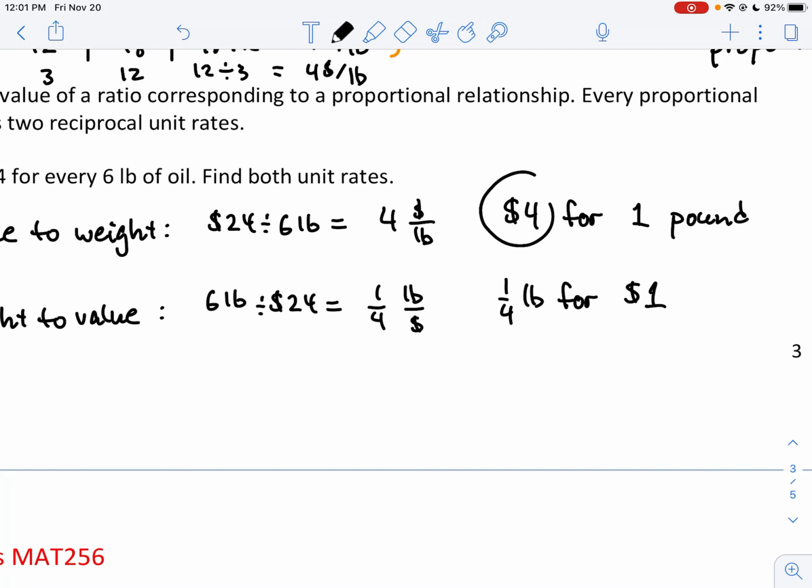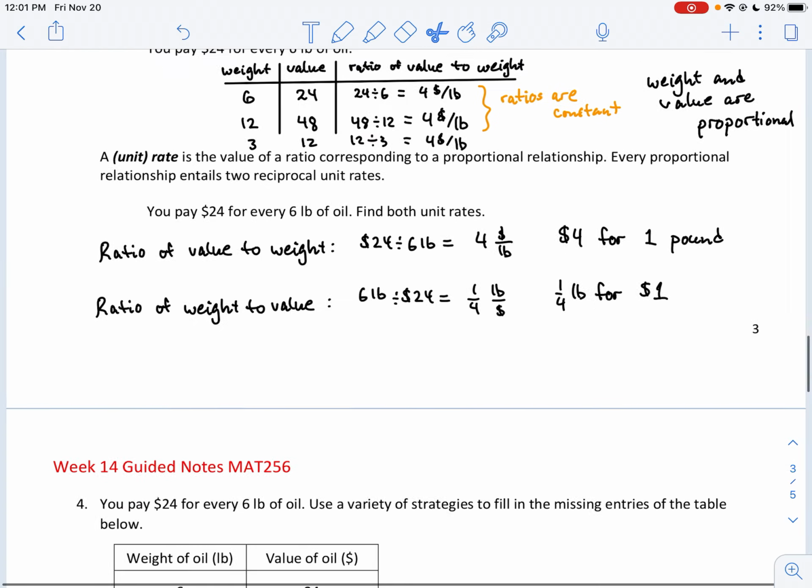These are called unit rates because it's a value of one quantity compared to the value of only a single amount of the other quantity. So the fact that you have ones on each side over here makes these called unit rates. $4 per 1 pound, a 1/4 pound per $1.